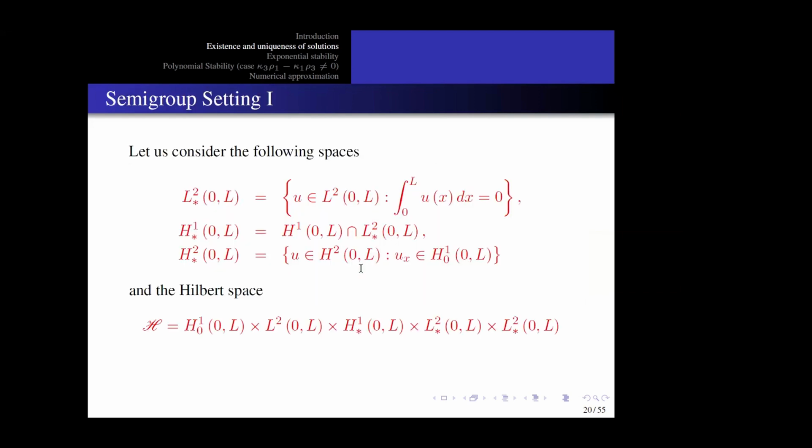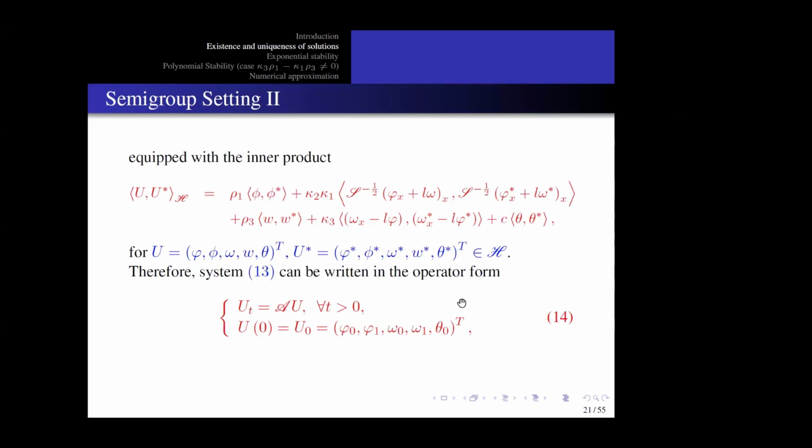We consider these spaces. People know these are classical Hilbert spaces. This one is the L2 of functions with zero average. And then H1 star is this intersection. Then we introduce this Hilbert space, which will have how many components? 1, 2, 3, 4, 5. So we consider now this, equipped with this inner product. And you can just verify this is an inner product.